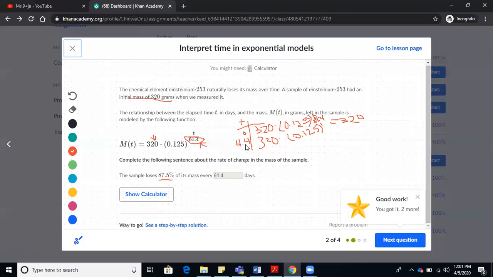So the next one will be 61.4 plus another 61.4, which will be 122.8. And at 122.8, that'll be 320 times 0.125 to the second power. So it's going to be decreasing by a factor of 0.125 every 61.4 days. Okay, so all you're looking at is your denominator.